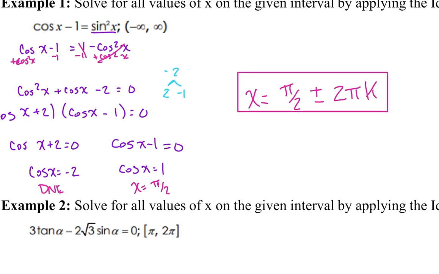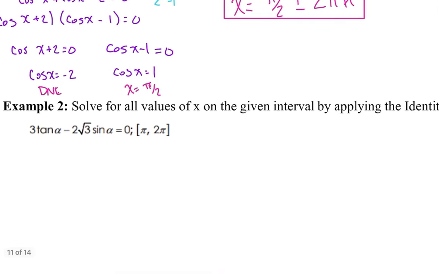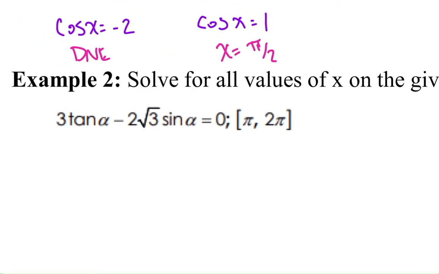Those will be our answers. All right, taking a look at this next one, it says solve this on the interval applying our identity. So I've got 3 tangent of alpha minus 2 square roots of 3 sine of alpha is equal to 0. So again, this is a situation where we really have to work on seeing what we can do to manipulate this to make it work in our favor.